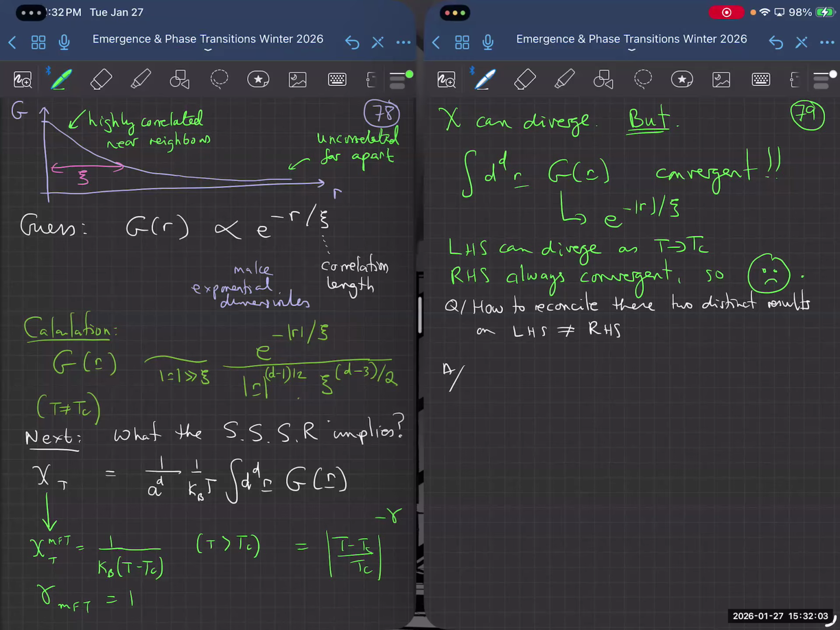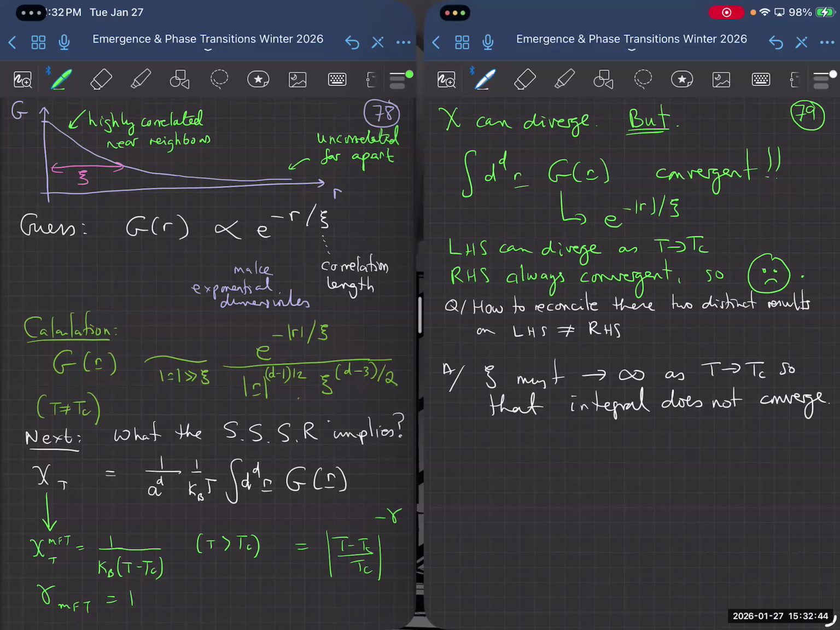So the only way this can happen is if this correlation length itself goes to infinity. If psi goes to infinity, then it can be the case that the integral does not converge. So the correlation length must go to infinity as t tends to tc, so that the integral does not converge. That's the only way this can happen.